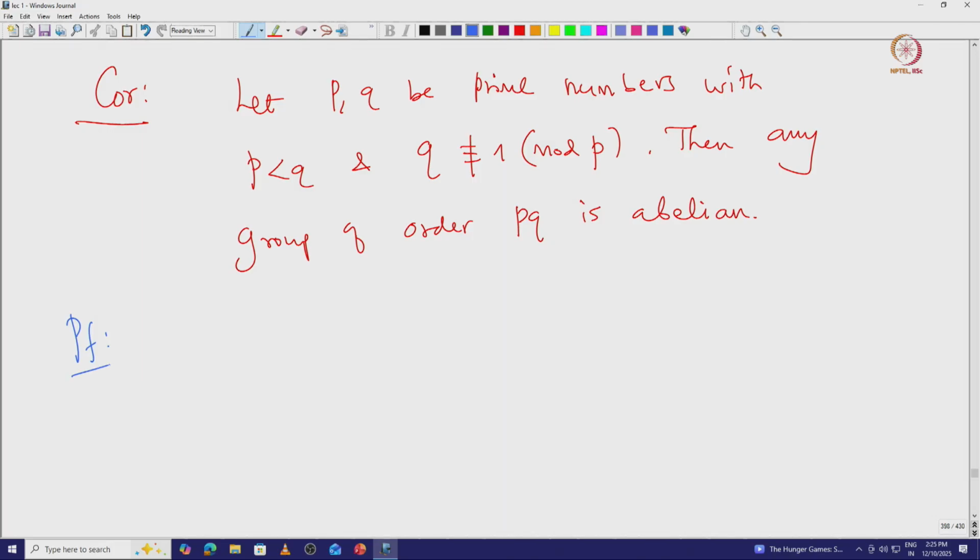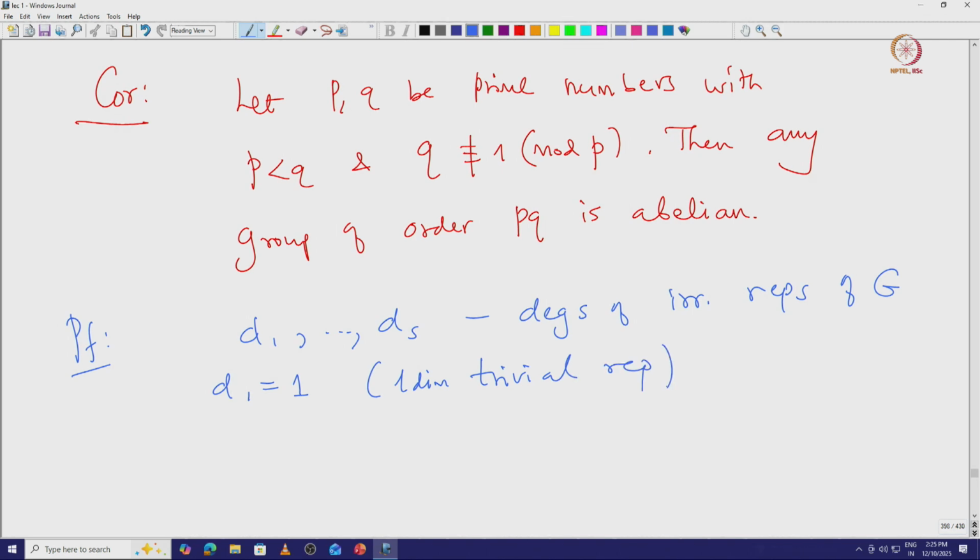As before, we call d_1 etcetera d_s the degrees of the non-isomorphic irreducible representations of G. We can assume without loss of generality that d_1 is 1, corresponding to the one dimensional trivial representation. Now we can see that each d_i divides pq. That would imply that d_i is either 1, p, q, or pq.